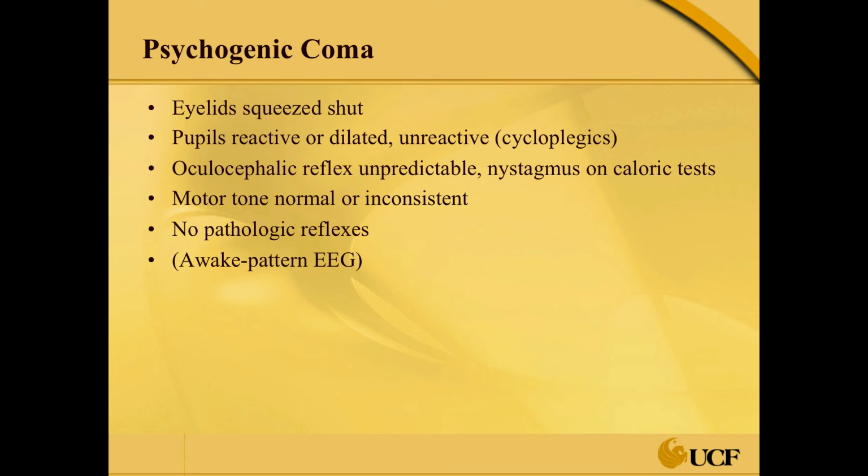Psychogenic, usually the eyelids are squeezed shut, so if you palpate the orbicularis oculi muscle around the eye, it's clenched, it's tight. That's not normal in somebody that's comatose from a true neuro disorder. Pupils are reactive or dilated, or they're unreactive. Oculocephalic reflex is unpredictable, and nystagmus is what can occur on caloric testing. So you drop that ice water in and their eyes just kind of oscillate. Motor tone is normal or inconsistent, and there are no pathologic reflexes. And if you do an EEG in these people, they're going to have a normal sleep-awake pattern.